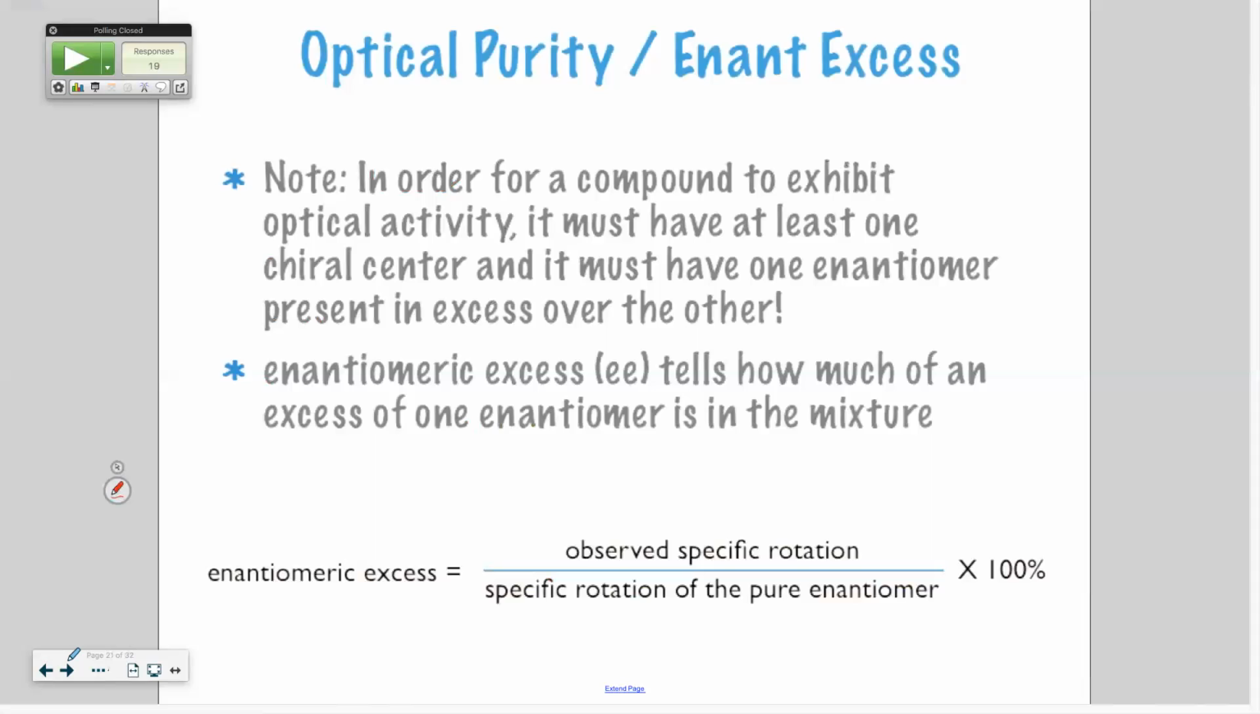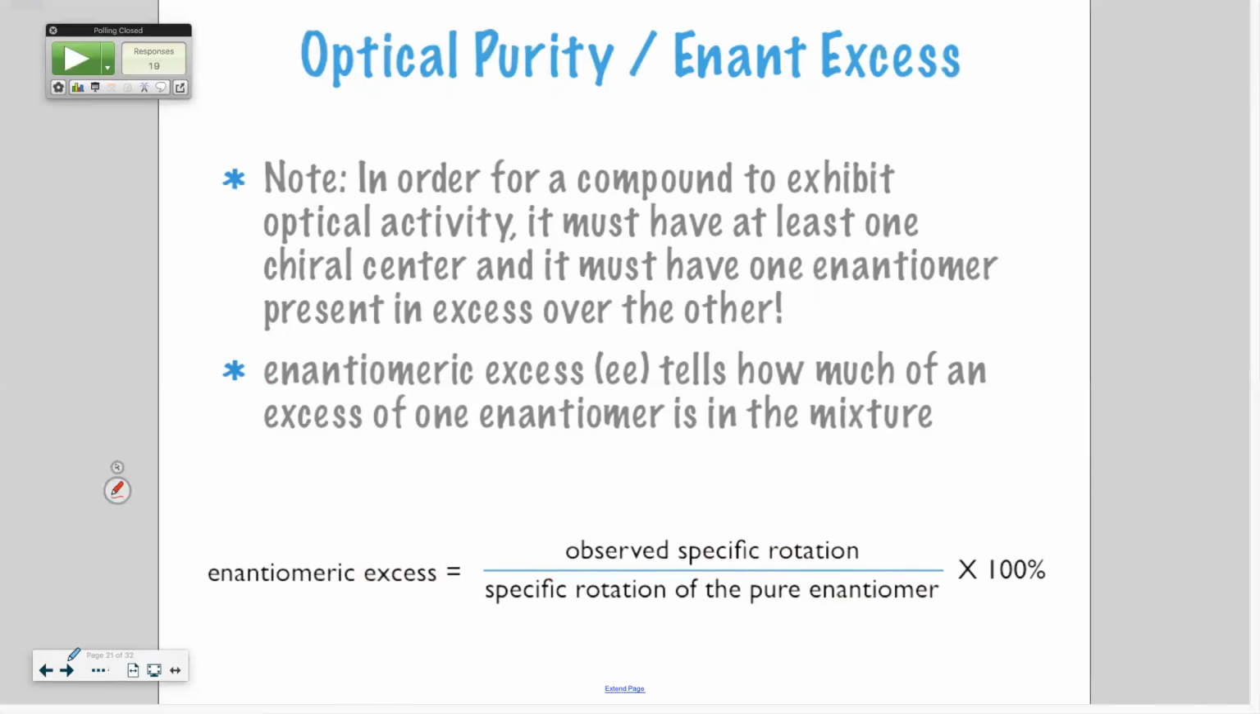In order for a compound to exhibit optical activity, it has to have at least one chiral center, and it has to have one enantiomer present in excess over the other. Enantiomeric excess tells how much of an excess of one enantiomer is in the mixture. So it's the observed rotation divided by the specific rotation of the pure enantiomer, times 100.